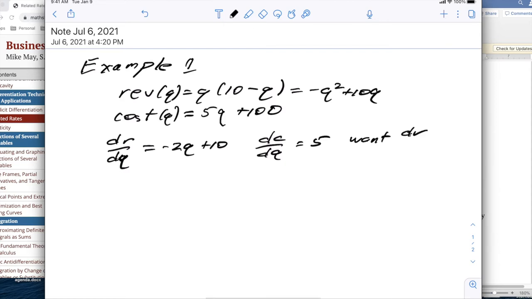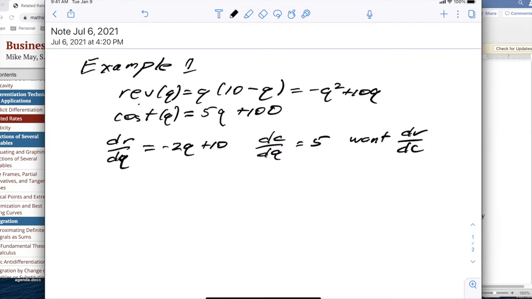I want d revenue/d cost, because I know as quantity is increasing, revenue is increasing. And as quantity is increasing, cost is increasing. But what I'm really interested in is, as I increase my investment, how does my revenue increase? So what's my return on investment? And so this is a problem that I can do by elimination.